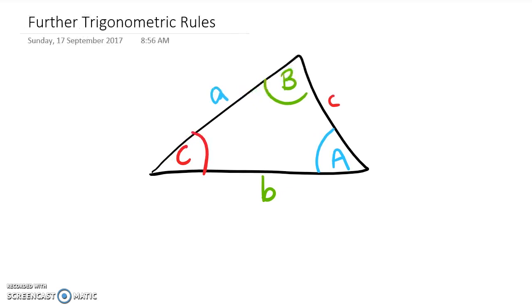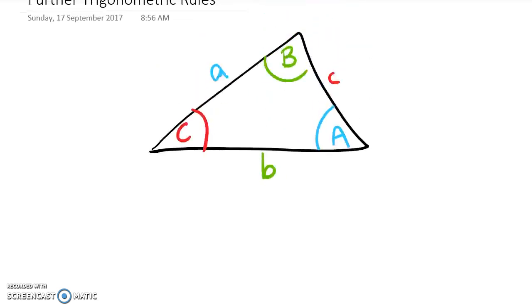Further trig rules apply when we do not have a right angled triangle. Okay, so in this case we don't have a right angled triangle. Let's see an example of how these work. Before we do that, let's write down our rules so we can remember them. So we'll use the same coloured pens here, may as well.